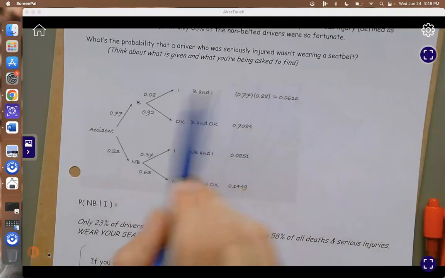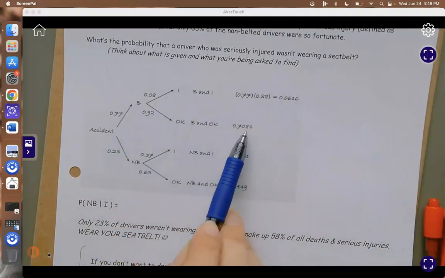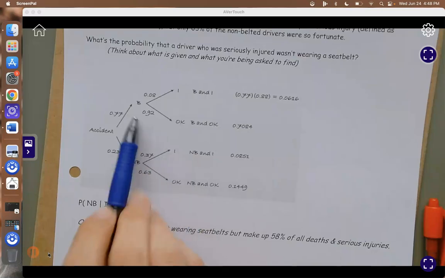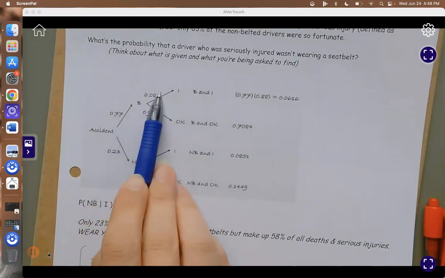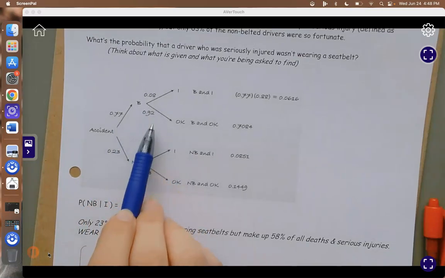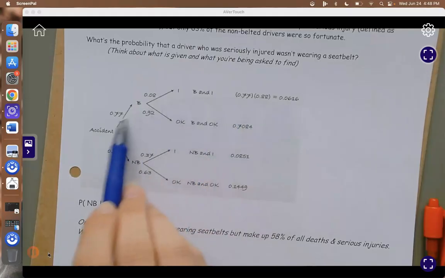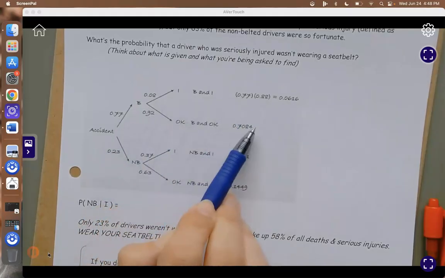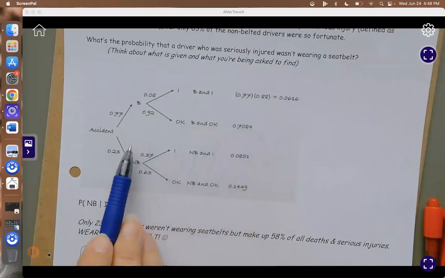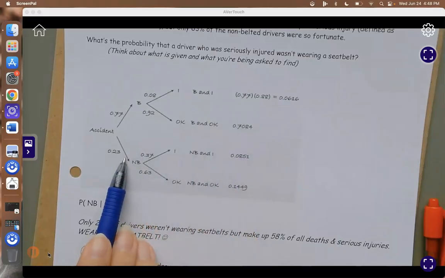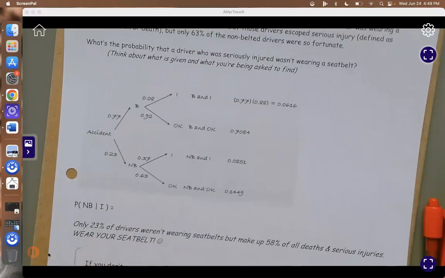Now, we have the numbers written out here to the side for each branch being multiplied out. So it's 0.77 times 0.08 is this number. 0.77 times 0.92 is this number. I'm really not in love with the font that the person used that made this because the numbers look kind of funky. But it's okay. We will work with it.